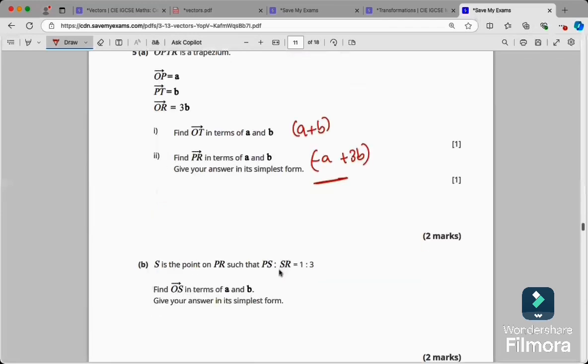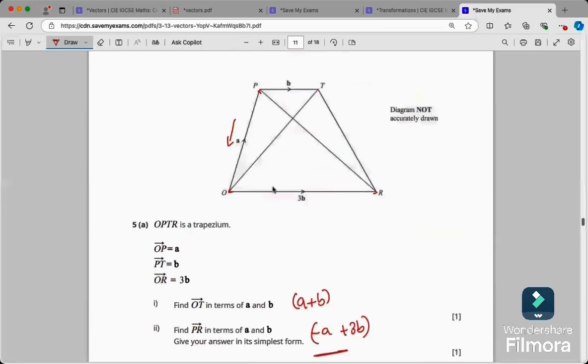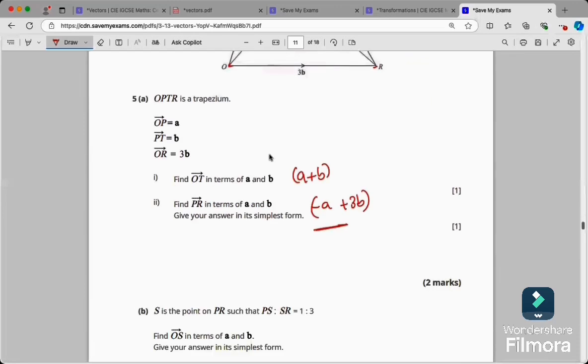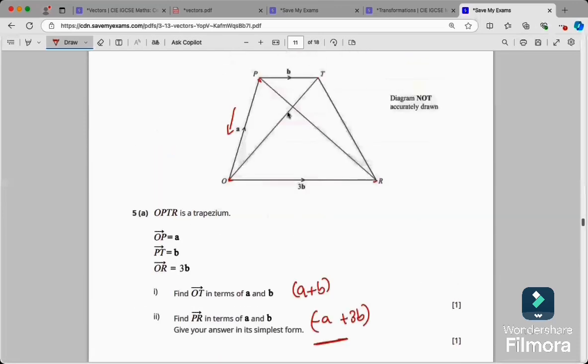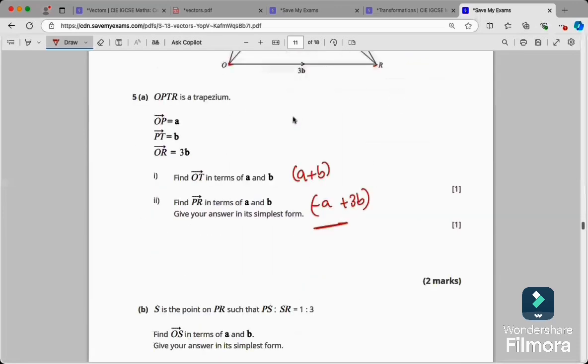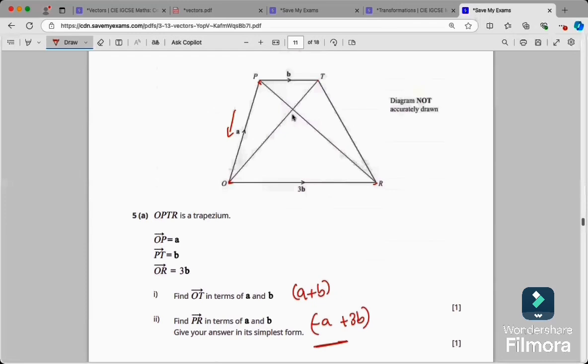S is the point on the PR such that PS is to SR. So S is somewhere on the PR such that PS to SR. Okay, so if you say that S is over here, the ratio was given as 1 is to 3. And if you add the ratio, you will get 4. So 1 by 4 and 3 by 4 on the line PR. And we already found the PR, which is minus A plus 3B, right?